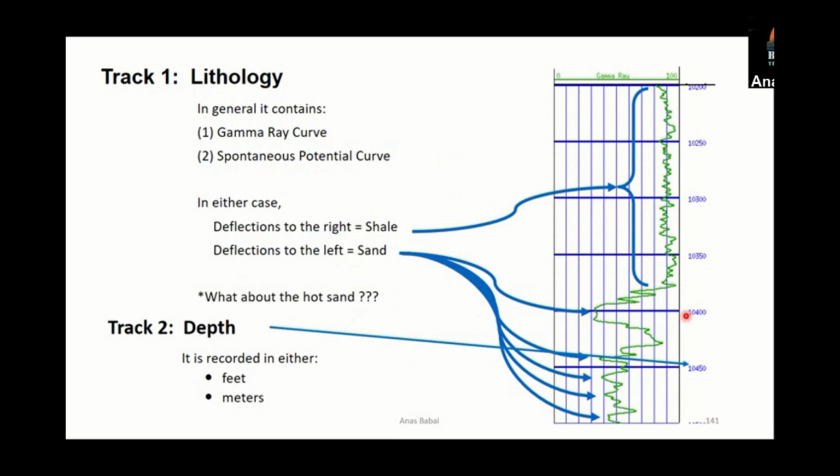Now we will come, as we said, first thing we consider is the lithology, and in order to do that we will check the gamma ray response. The zone that shows high gamma ray is mostly shale, and the zone which shows a low gamma ray is mostly sand.